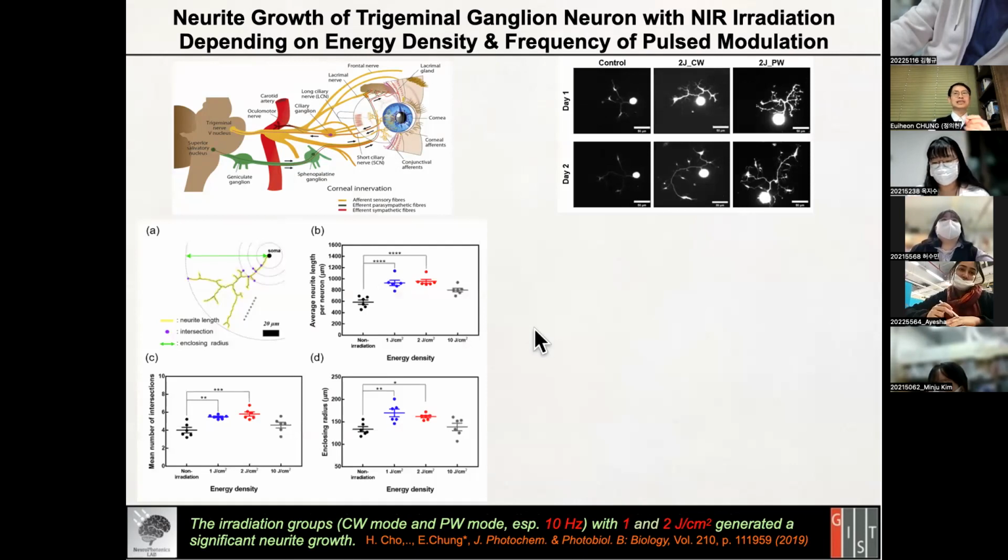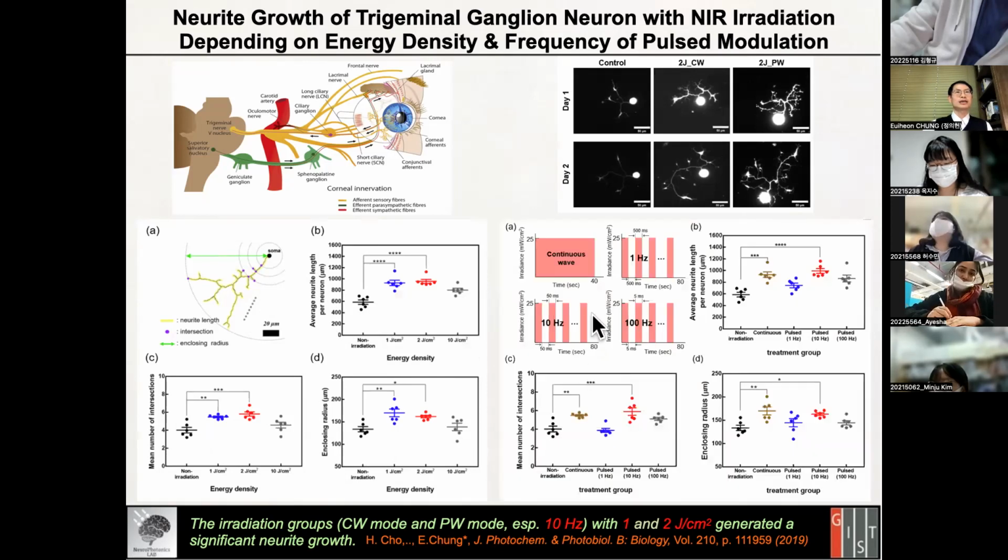A little bit small on this slide, but I think you can see that with different conditions, the average neurite length per neuron, the number of intersections, and the enclosing radius have been compared. And what you can see is that continuous and pulsed mode at 10 Hertz are actually pretty good in terms of average neurite length. We also compared all the other parameters, and we concluded that 10 Hertz was the optimal.